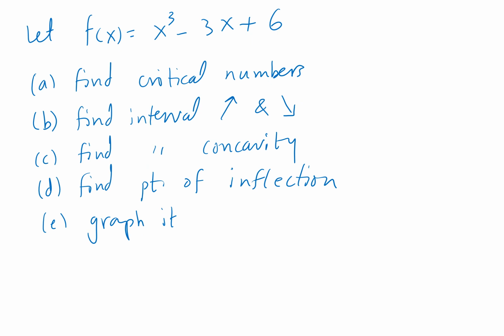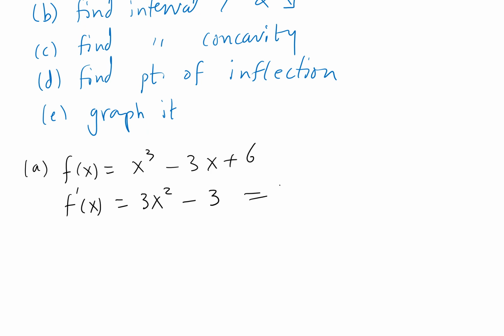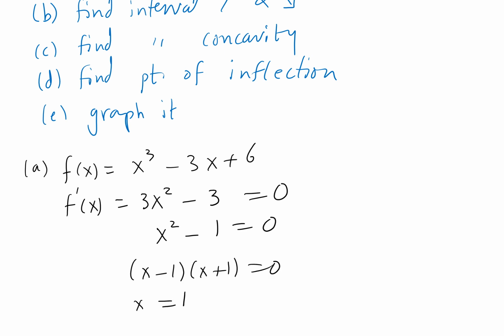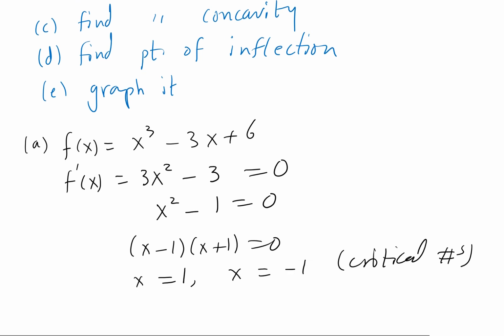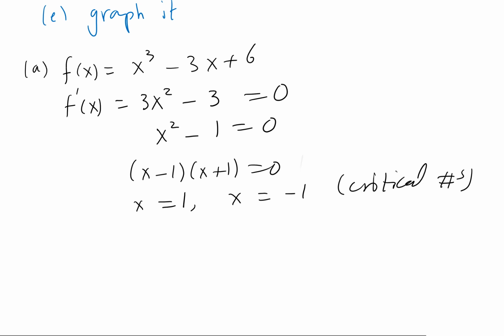How do we find critical numbers? To find critical numbers, we set the derivative equal to 0 or does not exist. So let's find the derivative for this one, which is 3x squared minus 3. When you set it equal to 0, divide everything by 3 and factor. So we got x equals 1 or x equals -1. Those are the critical numbers. Okay, so we can move on.